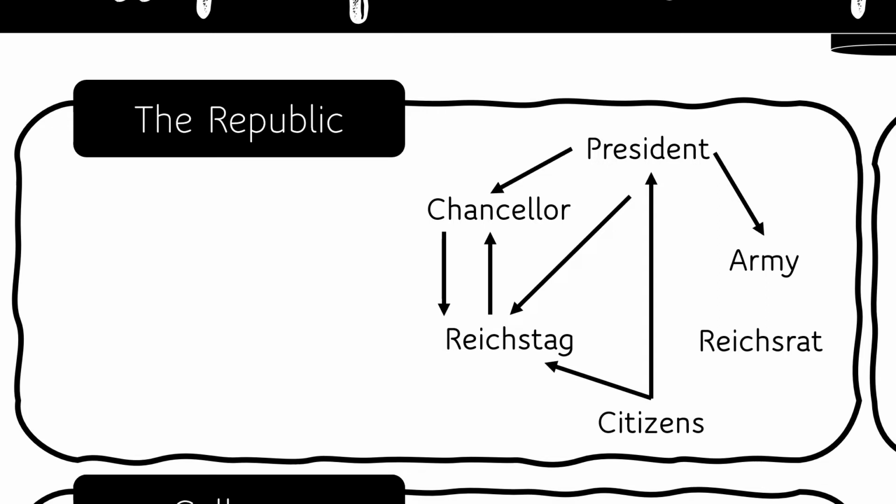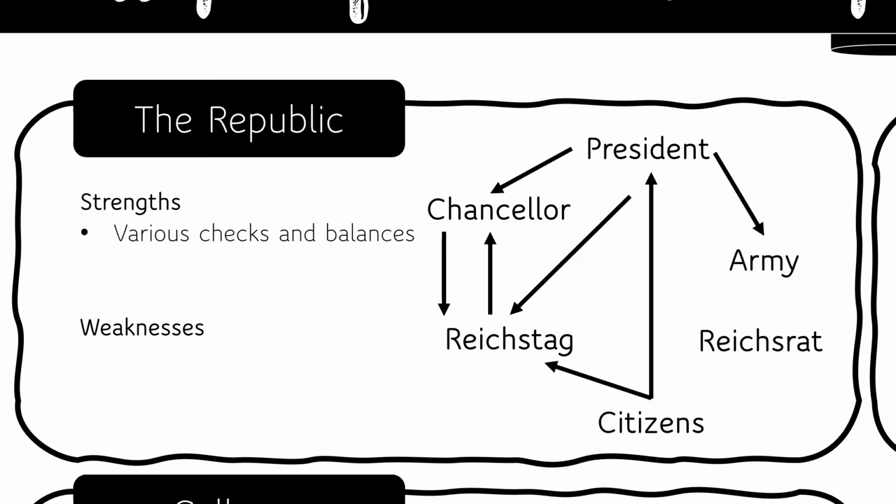The Weimar Constitution had many strengths and weaknesses, and it is worth us now spending a little bit of time considering them before we move on. One clear strength of the Constitution was the various checks and balances that existed on the powers of individuals within the state. For example, while the President appointed the Chancellor, he could not make laws himself, and the President himself was also elected, so could be held to account by the general public via election.